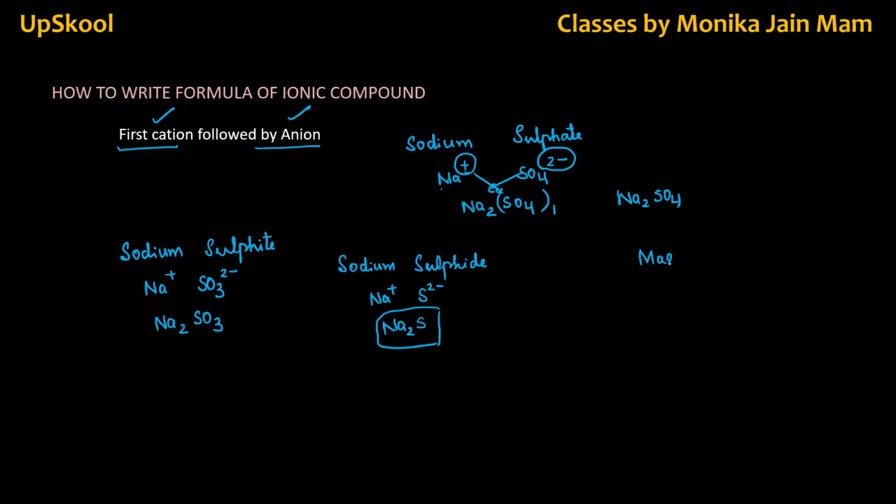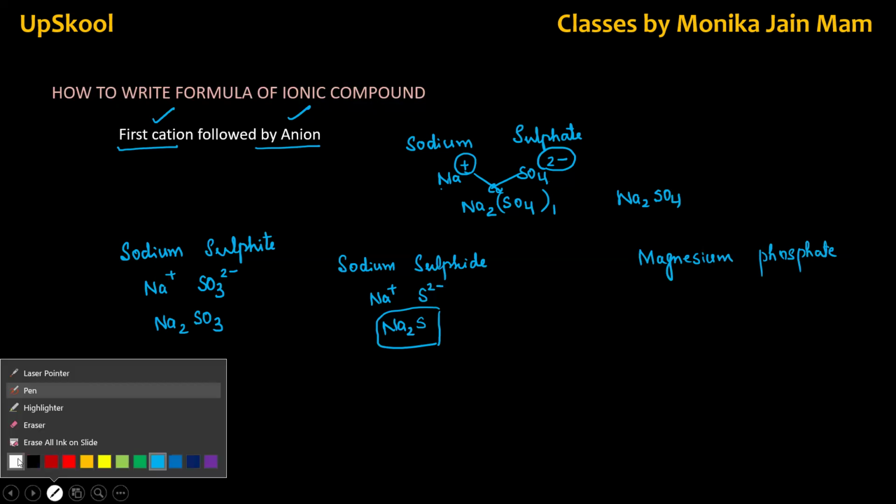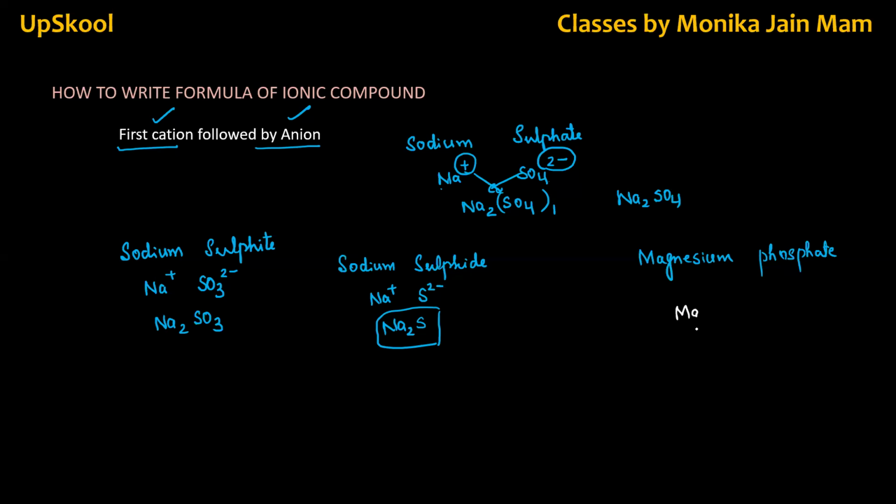Like, I will give you one typical one. Magnesium phosphate. I can't ask you because I'm just making a video, but you give the answer and check it. Magnesium, yes. What is the answer? 2 plus. Phosphate, PO4 3 negative. The charges should be balanced. So it is Mg3, 3 times 2 is 6 positive. PO4 whole twice. 2 phosphates means 6 negative.